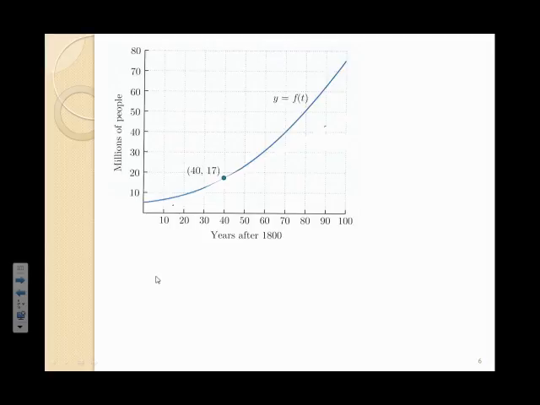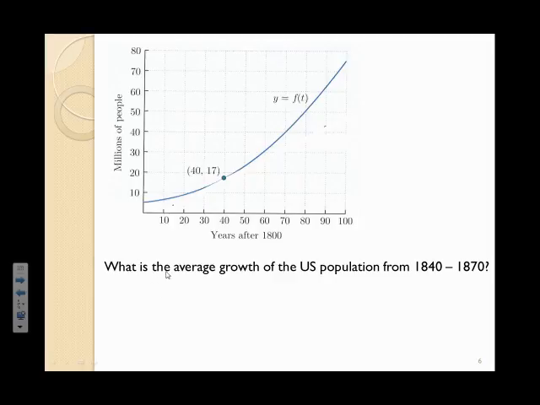in 1840. Now, if we wanted to find what the average growth was, with the average growth, again, we're looking at two different points. The first one is at 1840, and we want to find the average growth of the U.S. population from 1840 to 1870. So we would find here in 1870, x is equal to 70, and up here it nicely crosses there. It's easy to see. The population in 1870 was 40, again, million people.